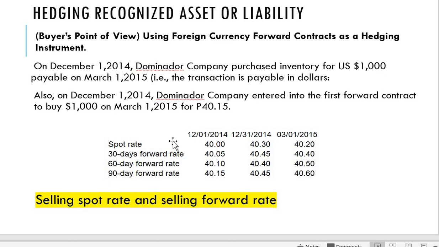Okay, so we also have here our relevant rates. Again, in accounting for derivatives, we have the hedge item and the hedge instrument. For the hedge item, normally we use spot rates. And for hedging instruments, we use forward rates. And we have two types of spot rate and also forward rate: buying spot and selling spot, and also buying forward and selling forward. Based on our previous discussion in accounting for foreign currency transactions, if it's an importing transaction, we use the selling spot rate. And of course, if we use the selling spot rate, we also use the selling forward.